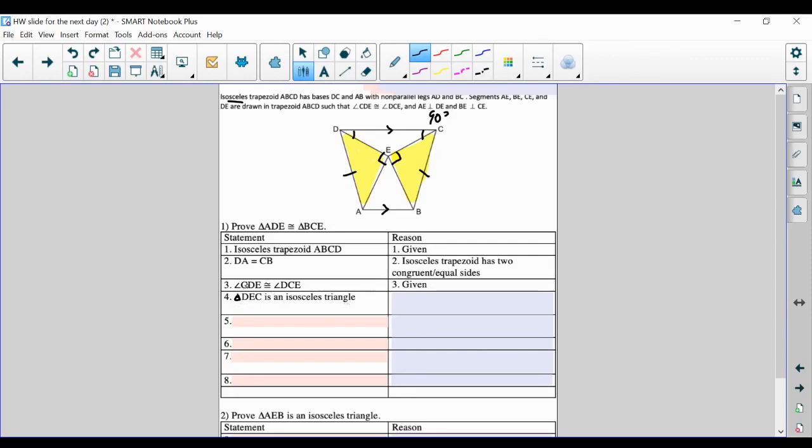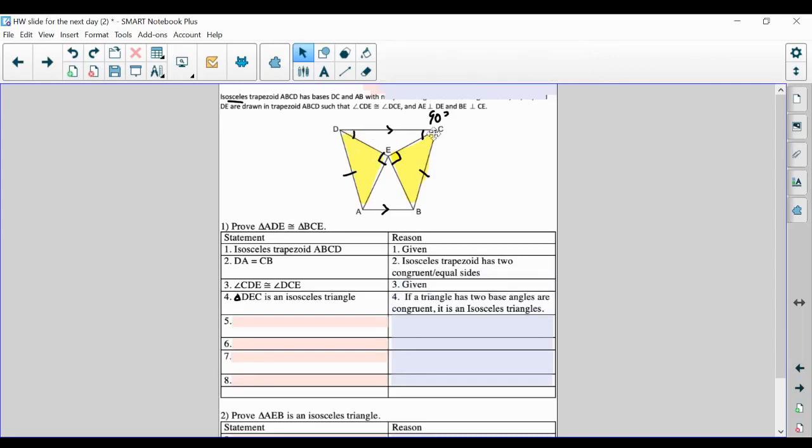And why? We said it when two base angles are congruent. So angle CDE is congruent with angle DCE. So these two angles are congruent. That is an isosceles triangle, because two base angles are congruent. And since triangle DEC is an isosceles triangle, we have two equal sides, DE and EC. These two sides are equal because an isosceles triangle has two base angles and two equal, or congruent, sides.